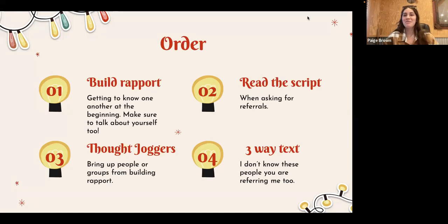And the next thing is definitely read the script, especially when asking for referrals, just read right through it. And then third is thought joggers, bring up the people from building rapport. I make sure to ask how old their kids are, what grades they're in, and stuff like that. Then at the end, I'd bring up the teachers, the student, their parents, different sports that they play and that kind of stuff. And then also the three-way text. I don't know these people that you're referring me to, so I make sure to point that out.